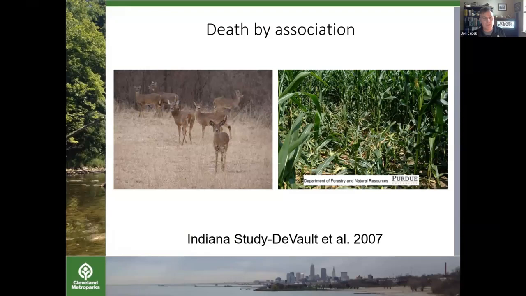In this study from Travis DeVault's time at Purdue, corn producers reported deer damage twice as high as raccoon damage. The study actually found that deer were only about 10% of the issue, and raccoons were ultimately 87% of what was causing the damage. I dealt with this a lot with Ohio's sweet corn industry in Northwest Ohio.